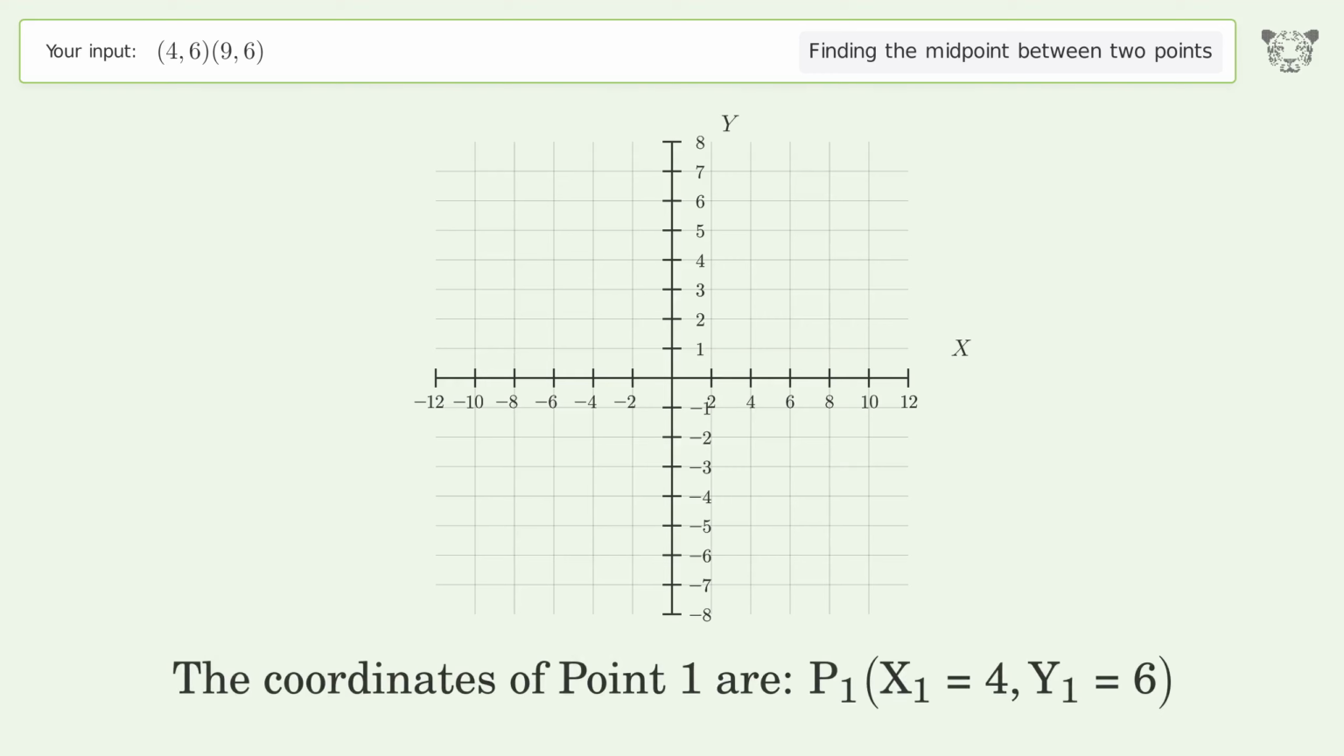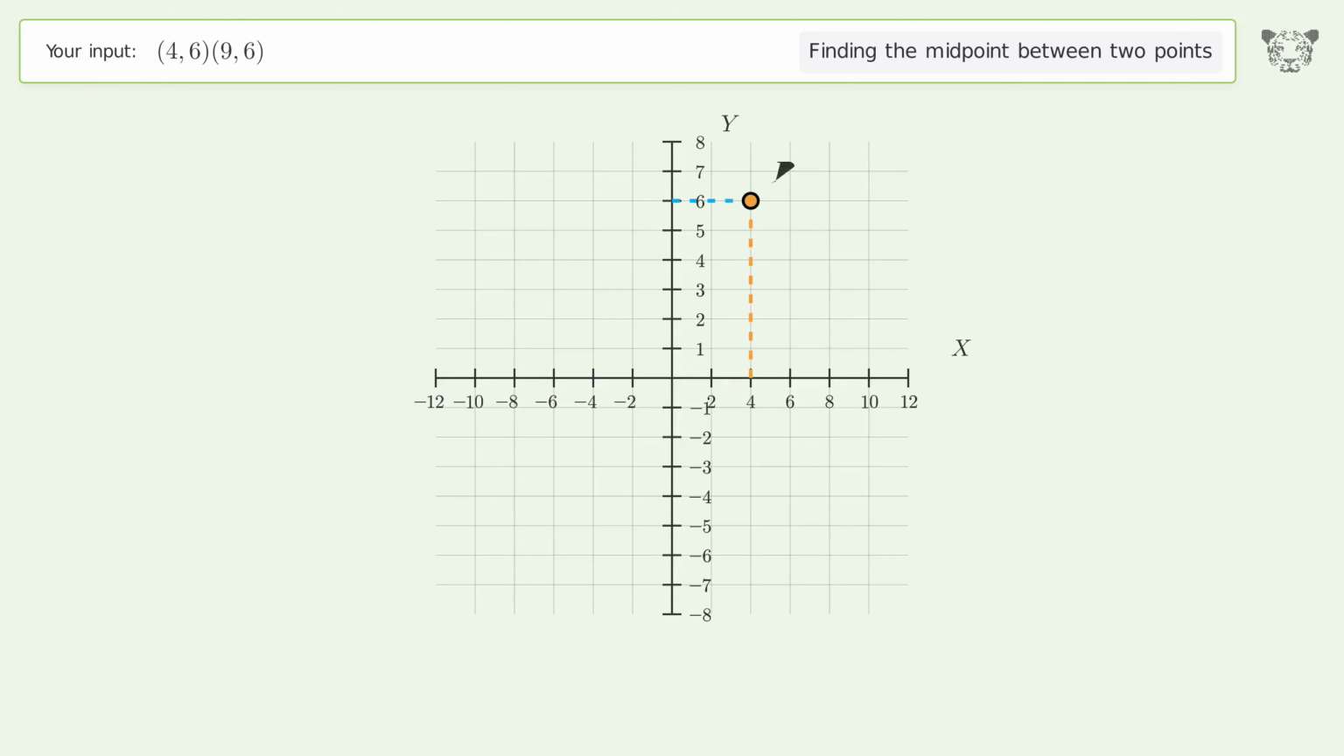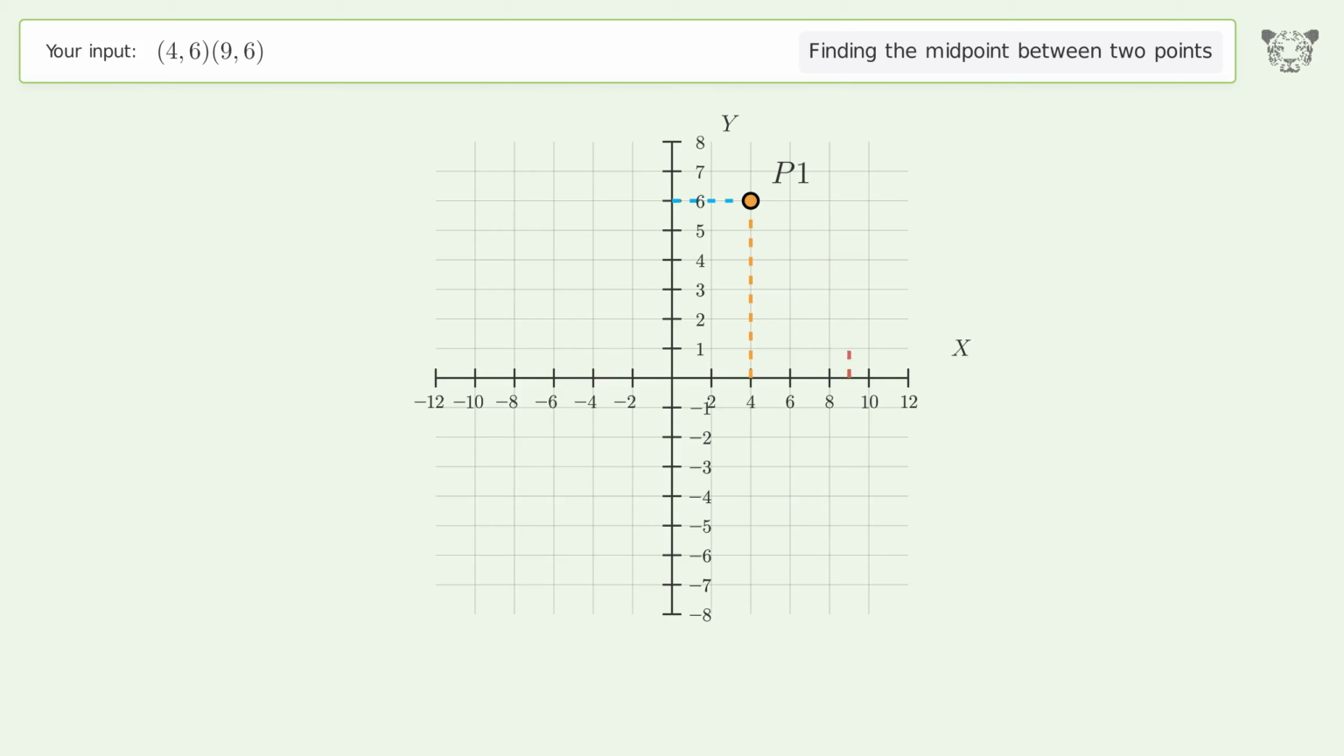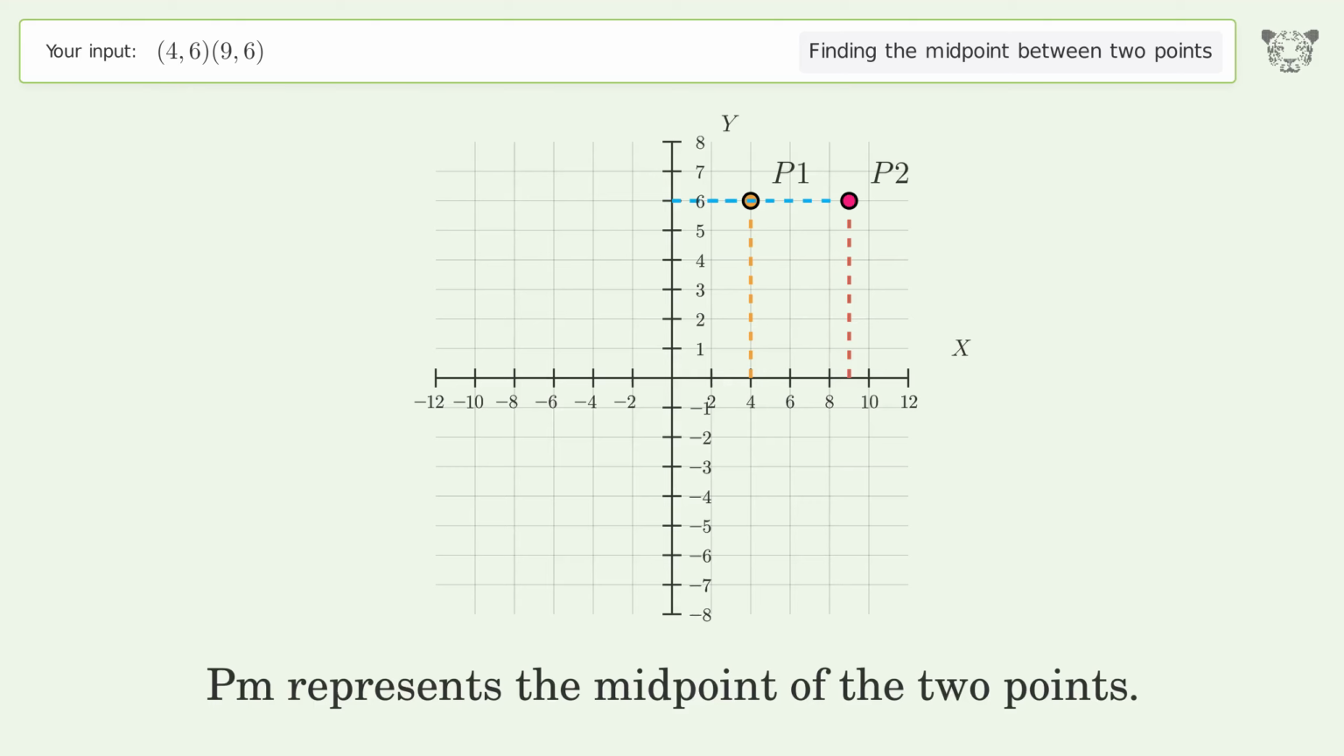The coordinates of point 1 are, x1 equals 4, y1 equals 6. The coordinates of point 2 are, x2 equals 9, y2 equals 6. PM represents the midpoint of the 2 points.